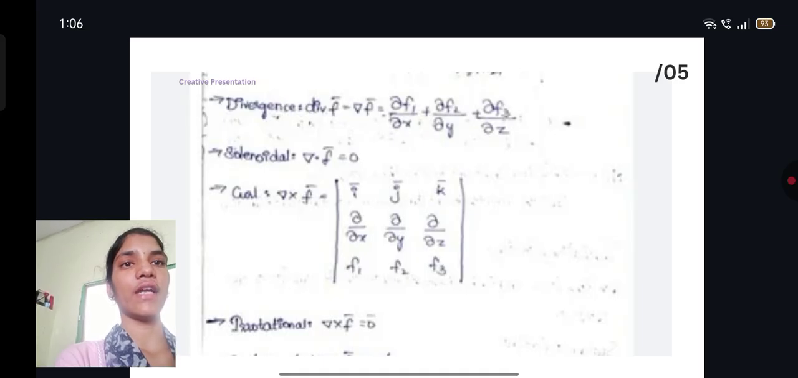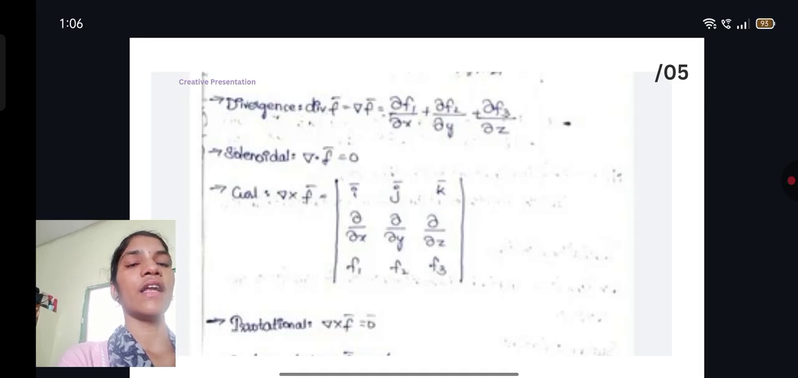Divergence: ∇ · f = ∂f1/∂x + ∂f2/∂y + ∂f3/∂z. Solenoidal: ∇ · f = 0. Curl: ∇ × f = determinant of i, j, k; ∂/∂x, ∂/∂y, ∂/∂z; f1, f2, f3. Irrotational: ∇ × f = 0.